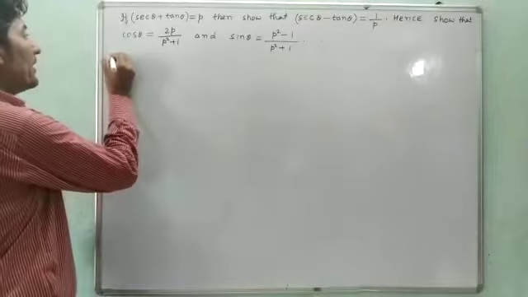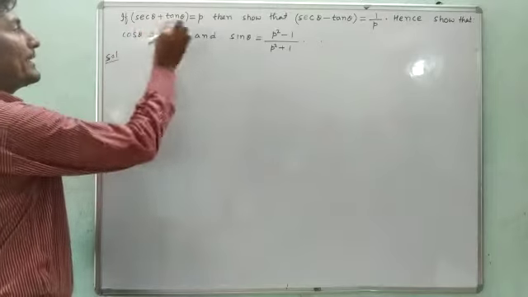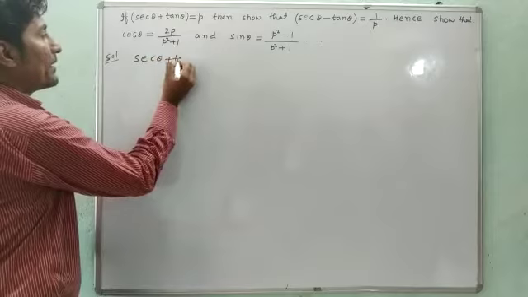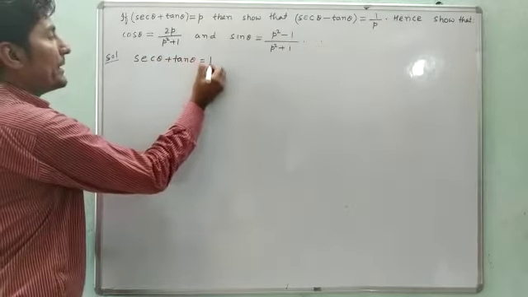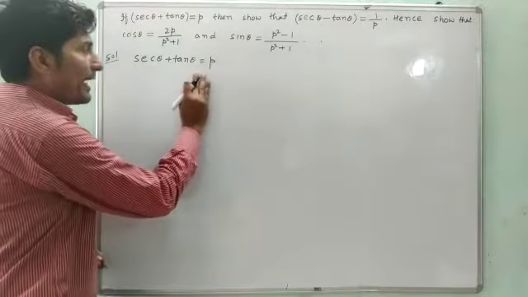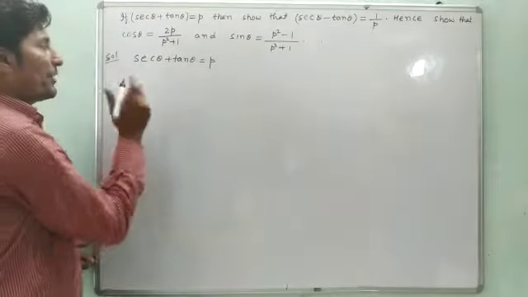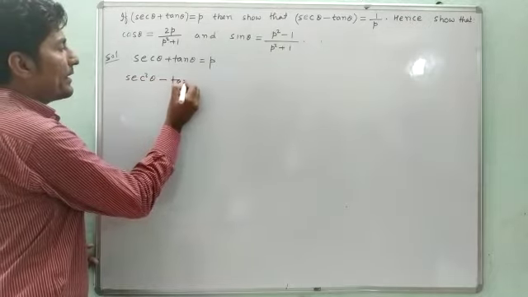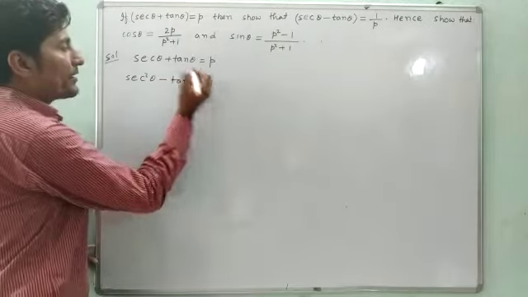First of all, let us see the value of sec theta plus tan theta, which is given. So we can write here sec theta plus tan theta is equal to P. This is already given. Since sec theta plus tan theta equals P, as we know one identity, sec square theta minus tan square theta is always equal to 1.